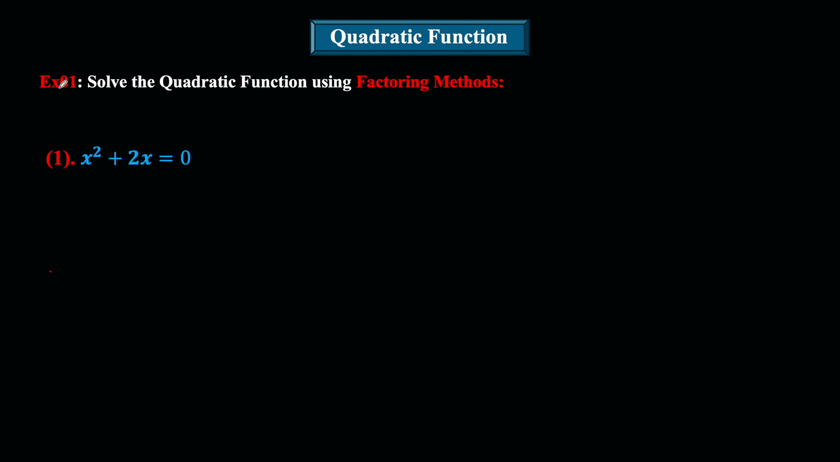Let's see our first example to solve quadratic function using factoring method. So here it says explicitly use factoring method. So what we need to do here is we always try to take a common factor, okay? So we take a common factor x. We see that we have here x and here x, so we take as a factor common x, okay?